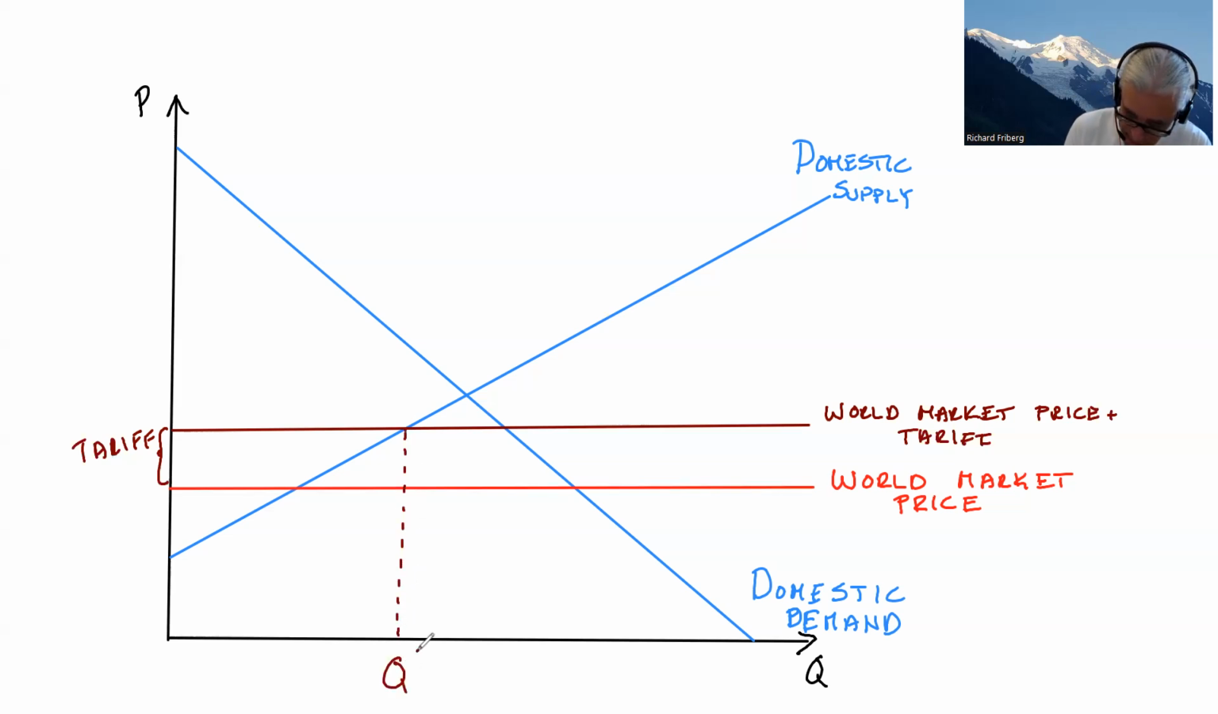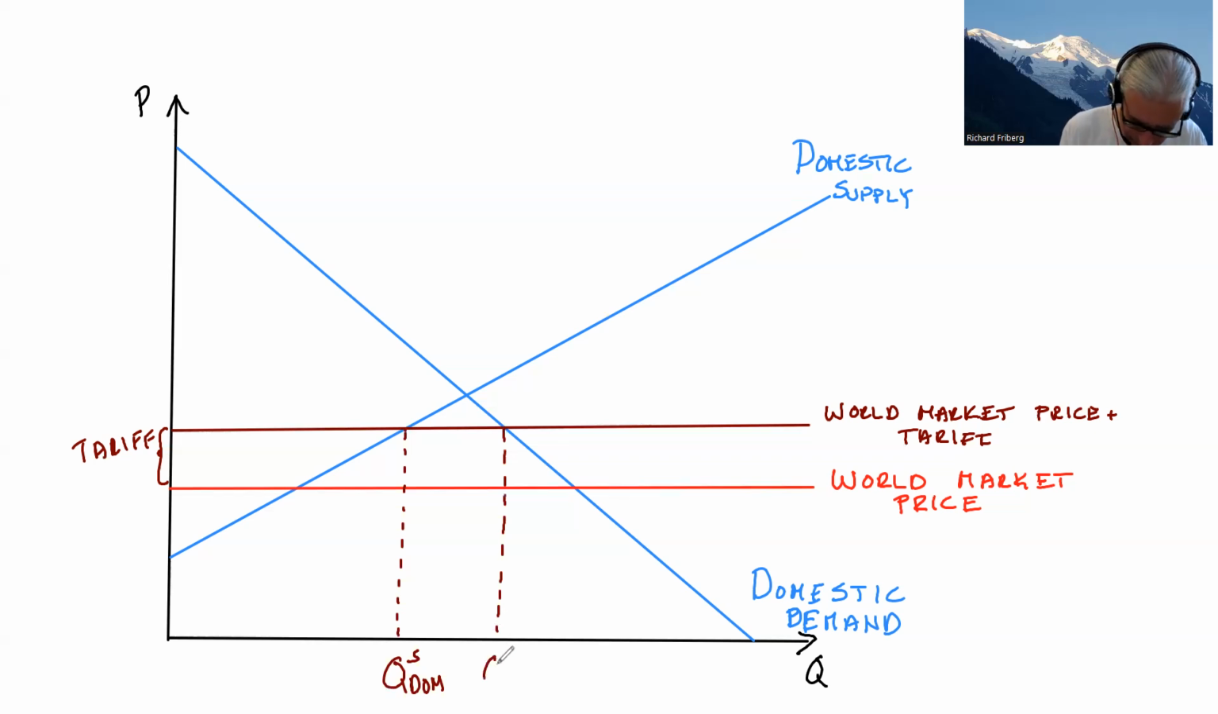So Q_S domestic, so domestic supply. The price that will be established on the domestic market for apples, say, will be whatever the world market price is plus the tariff. Under that price, all these units are going to be competitive in the sense that they're going to have lower marginal cost than the world market price plus a tariff, and they're going to be able to supply the goods on the domestic market. How much is demanded?